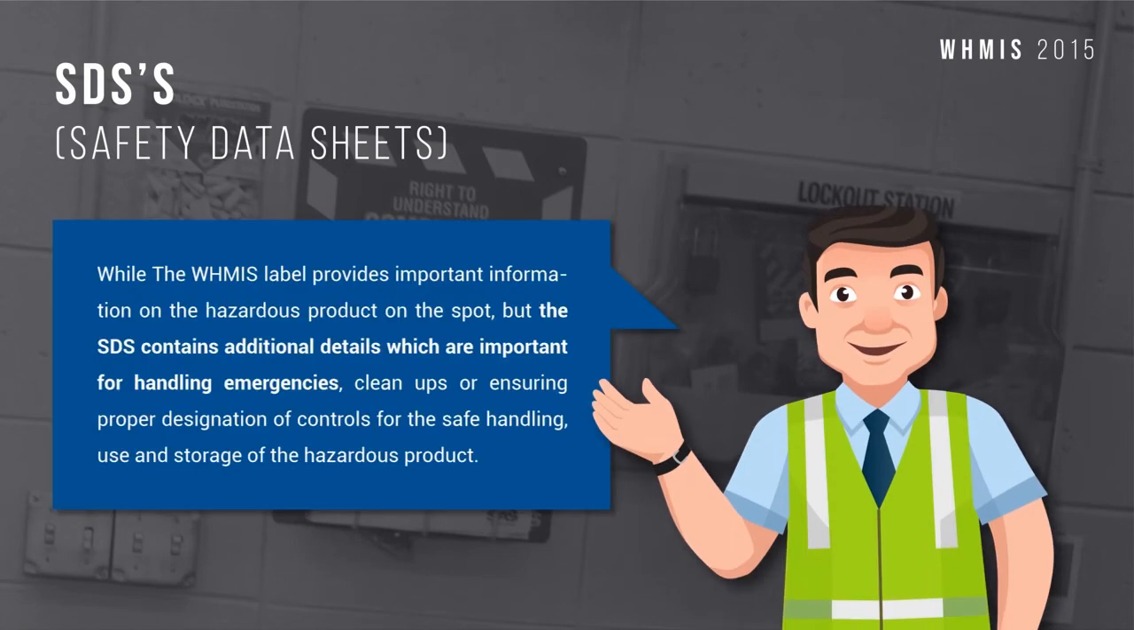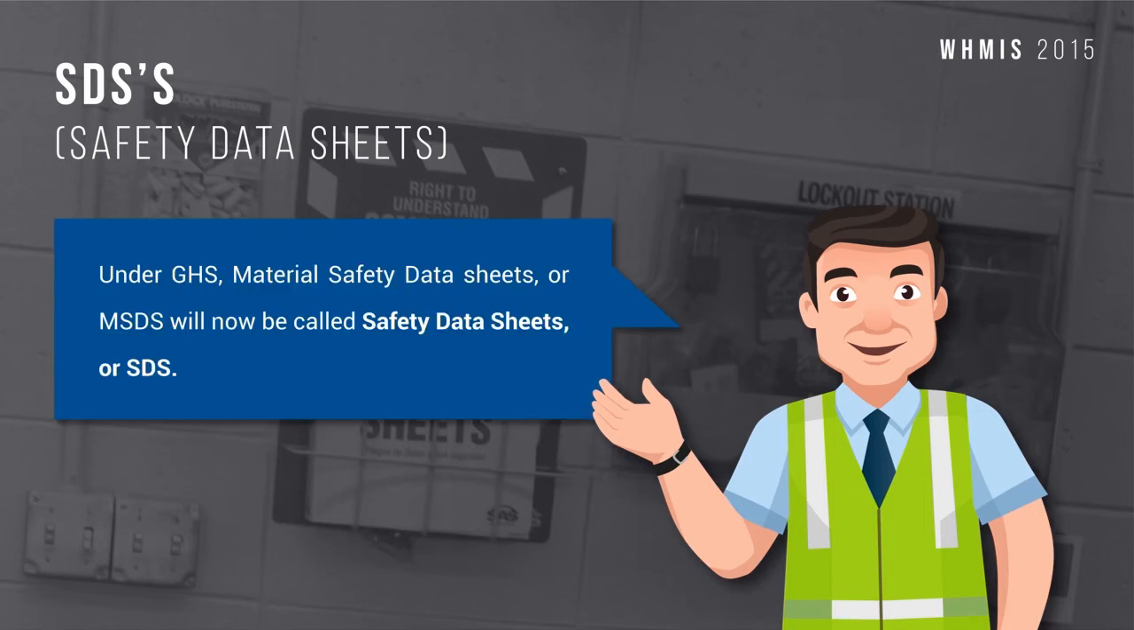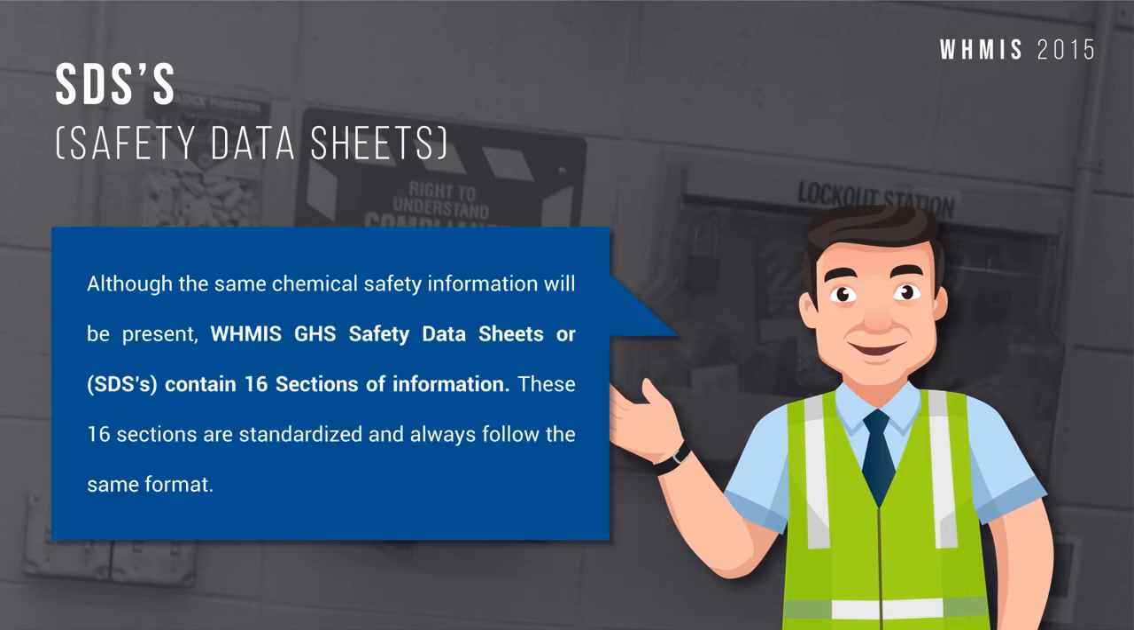While the WHMIS label provides important information on the hazardous product on the spot, the SDS contains additional details which are important for handling emergencies, cleanups, or ensuring proper designation of controls for the safe handling, use, and storage of the hazardous product. Under GHS, Material Safety Data Sheets, or MSDSs, will now be called Safety Data Sheets, or SDS. Although the same chemical safety information will be present, WHMIS GHS Safety Data Sheets, or SDSs, contain 16 sections of information. These 16 sections are standardized and always follow the same format.